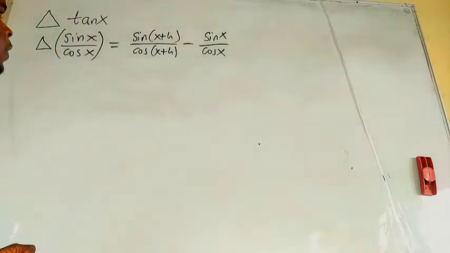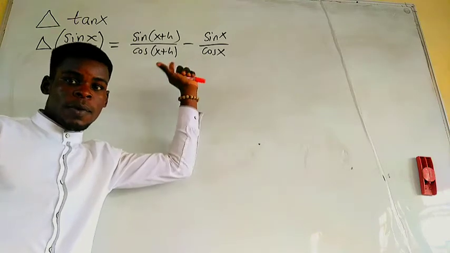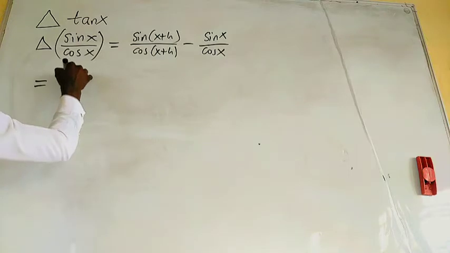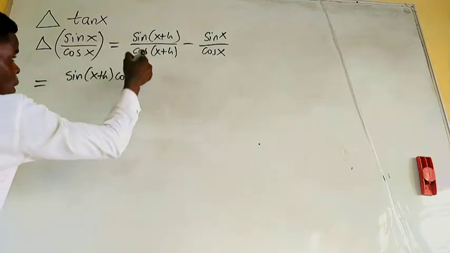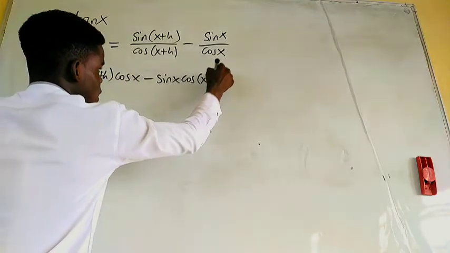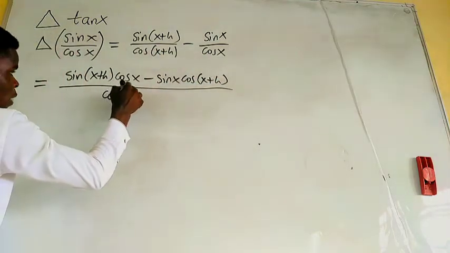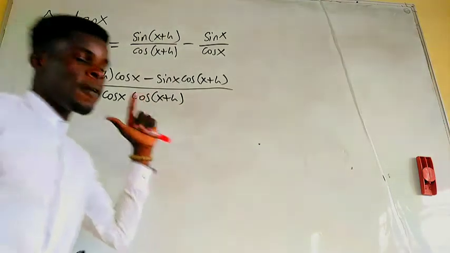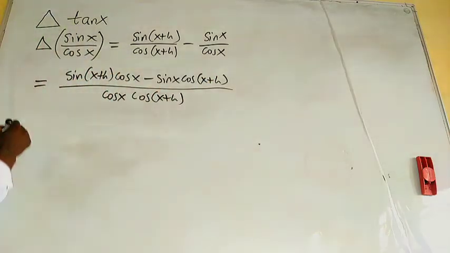Okay. Now from here, I'm just going to get a common denominator by finding the LCM, and I'm going to multiply through by the LCM. So after everything, I'm going to get sine of x plus h, then cosine of x, and also minus sine of x, then cosine of x plus h, and in the denominator, just multiply the two denominators. I'm going to have cosine of x and cosine of x plus h, like this, right? Now, in the numerator, I'm going to do a lot of expansion right there.